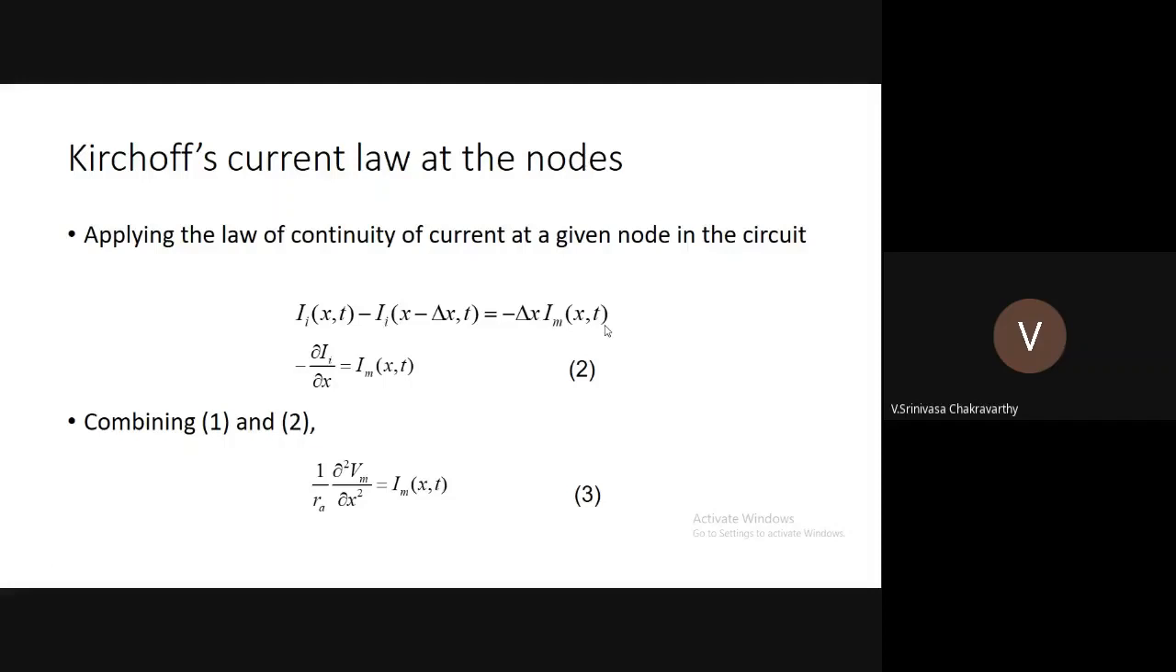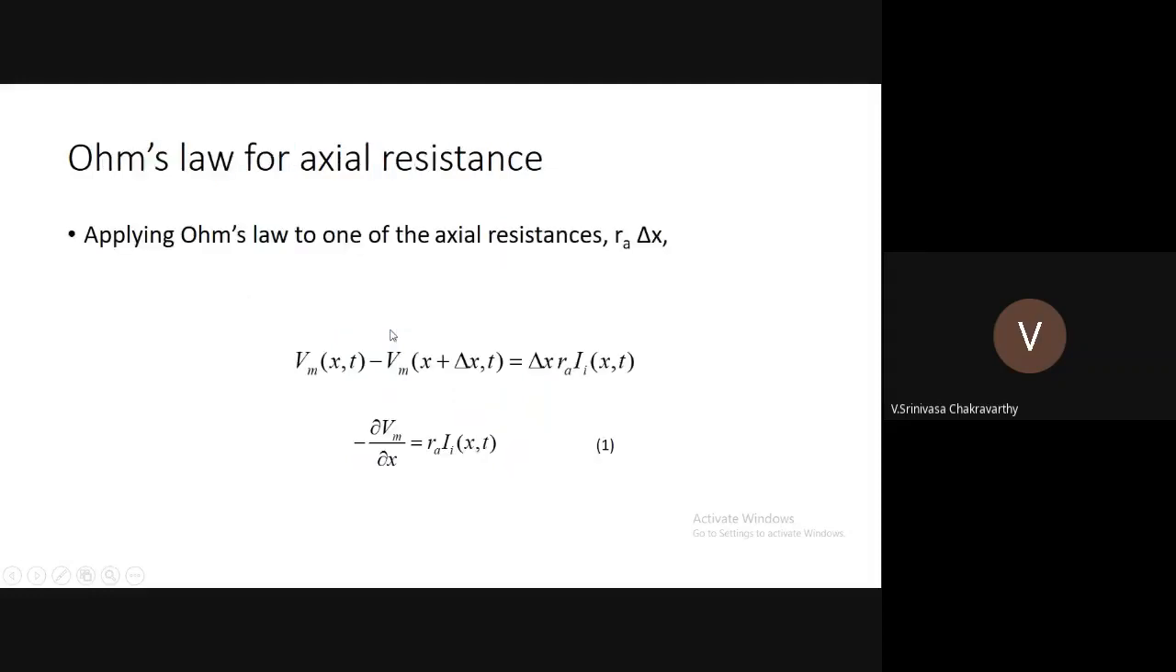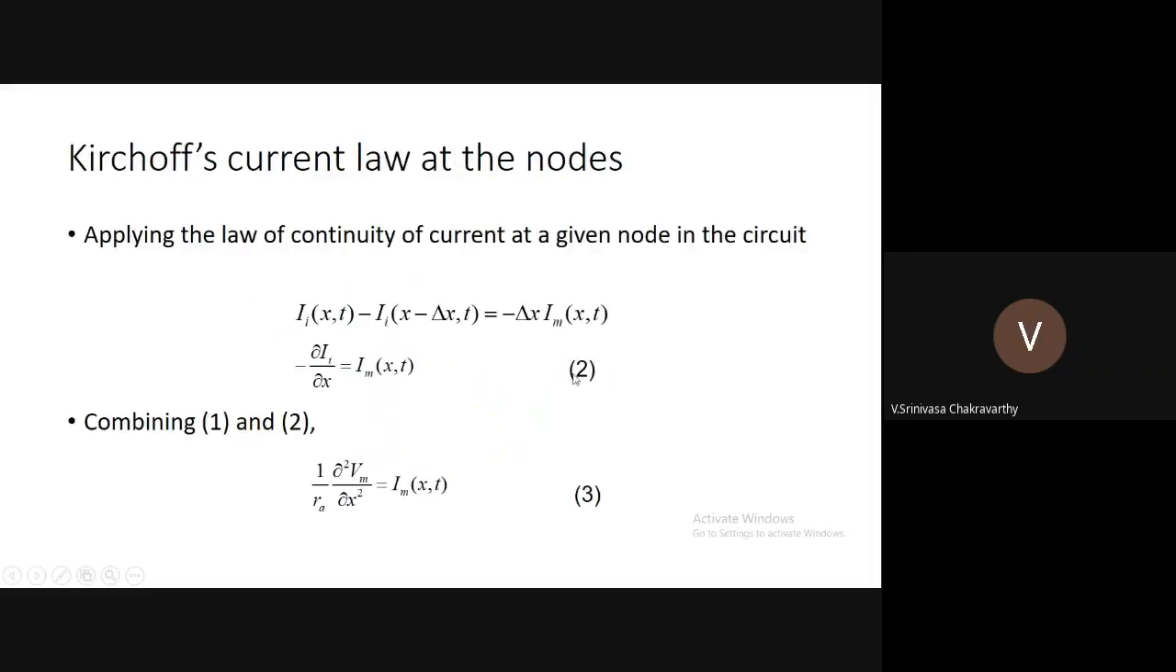If you want to know the current going through a cable of length delta x, you need to multiply it with the actual length of the cable, which is delta x. So now if you take delta x to the other side, you get minus dou Ii by dou x is equal to Im of x. So basically the spatial derivative of the axial current gives you the membrane current. That's what it says.